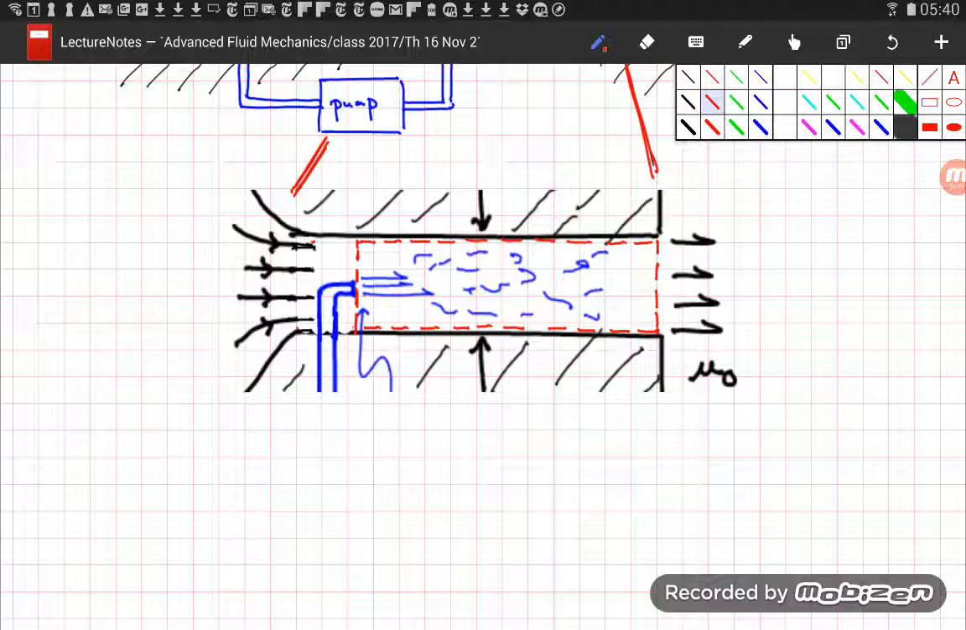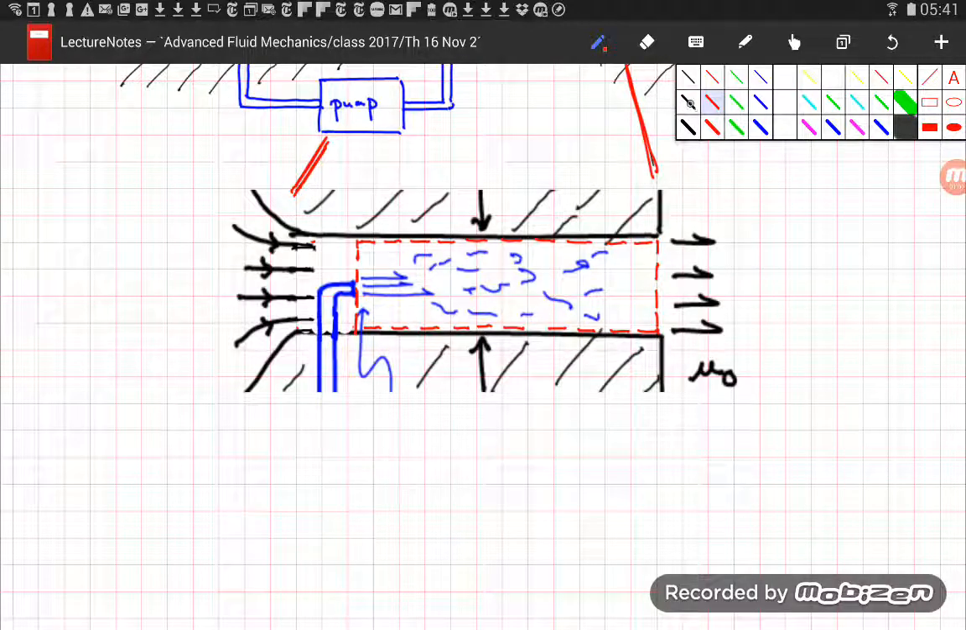Again, the one thing you always have to be careful about is to be quite systematic and really check every single side of your control surface and make sure you reason through: is there a volumetric flow rate, yes or no? Is there stress, yes or no? Is it normal or tangential? And when you look at the momentum equation, in which direction do you look at it? In the x direction or in the y direction?